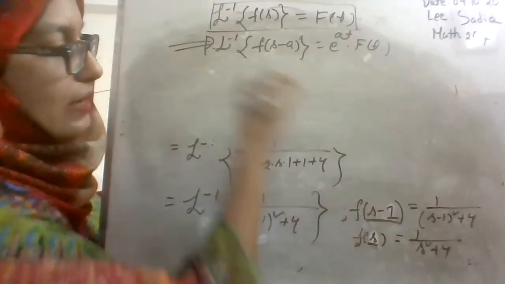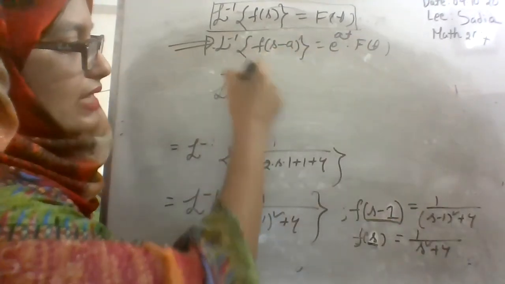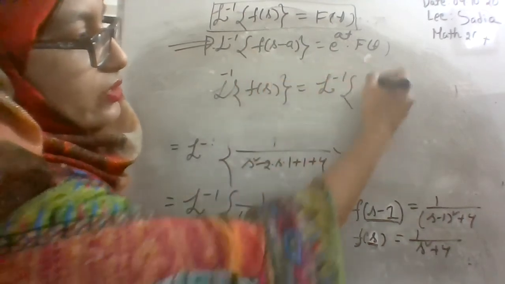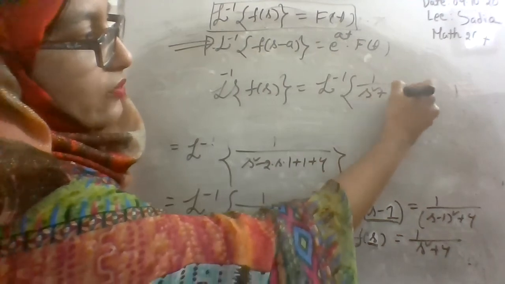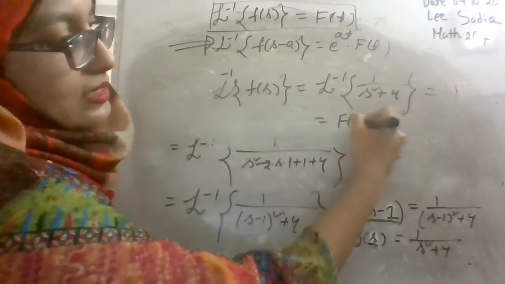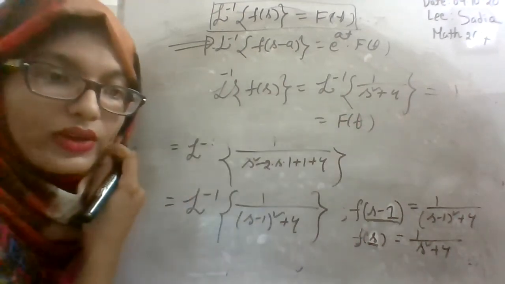Find the Laplace transformation of the inverse Laplace transformation of F(s). The inverse Laplace transformation of F(s), that is s squared plus 4, and that answer will be your f(t).